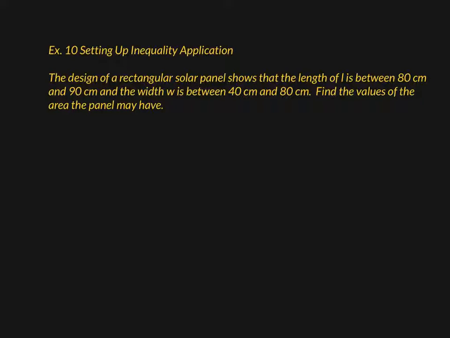Alright, example 10 is the last example. It's setting up an inequality application. We have the design of a rectangular solar panel that shows the length L is between 80 centimeters and 90 centimeters, and the width W is between 40 centimeters and 80. We want to find the values of the area that the panel may have. So let's draw a picture real quick.